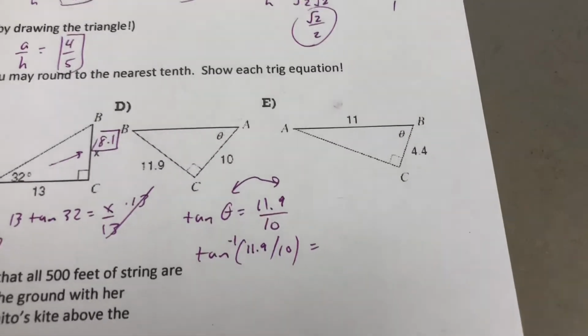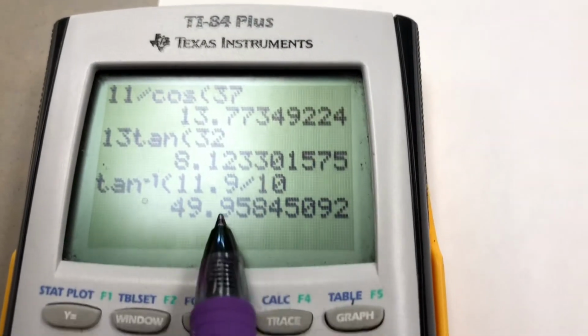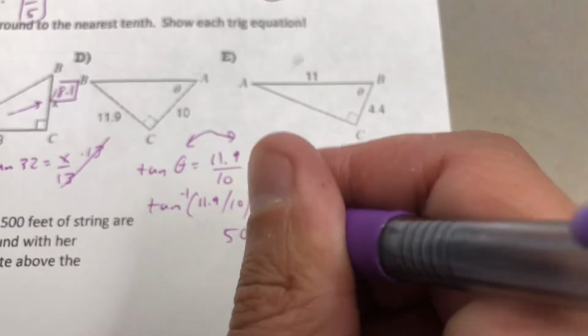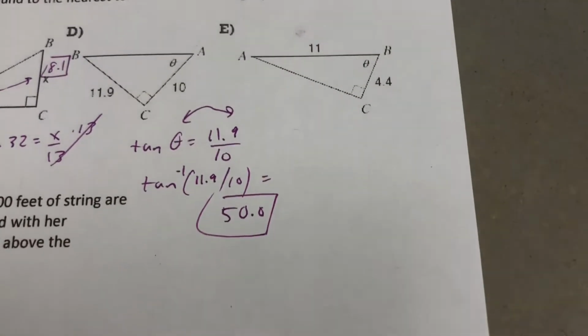They ask us to go to nearest tenths place. It's 1 decimal place that's going to round up. So that'll end up rounding up to about 50.0 if we go to 1 decimal place.